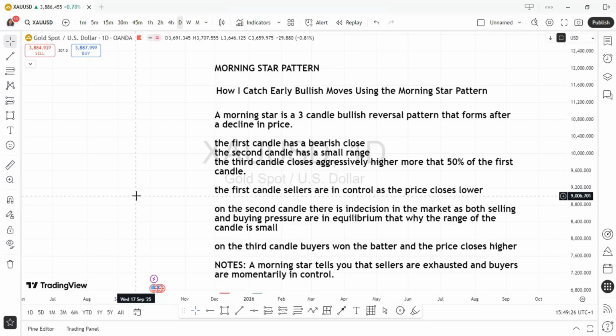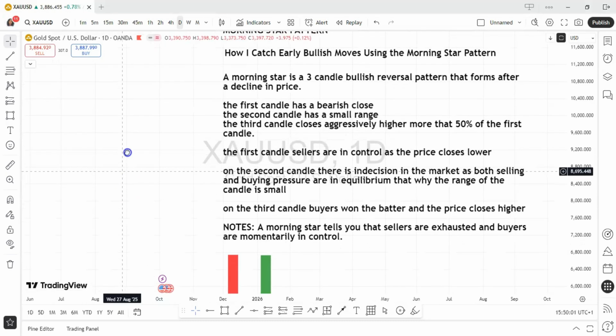Now, on the first candle, sellers are in control, as the price closed low. On the second candle, there is an indecision, which I mentioned earlier. Both sellers' and buyers' pressure are in equilibrium. That is why it is a small range. So when we have indecision, that tells you sellers and buyers are struggling in the market. That is what we call an indecision candle. Nobody has control of the market.